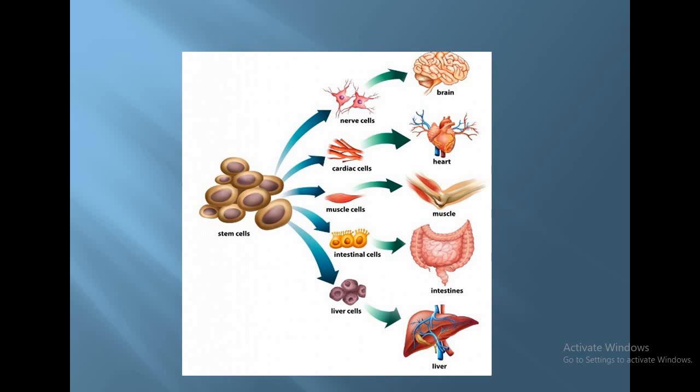So now we are going to discuss the stem cell. All of these different types of cells develop from one special type of cell called a stem cell. A stem cell can become any of the cell types in our body. Like, stem cells can be converted into nervous cells, cardiac cells, muscle cells, interstitial cells, and liver cells.